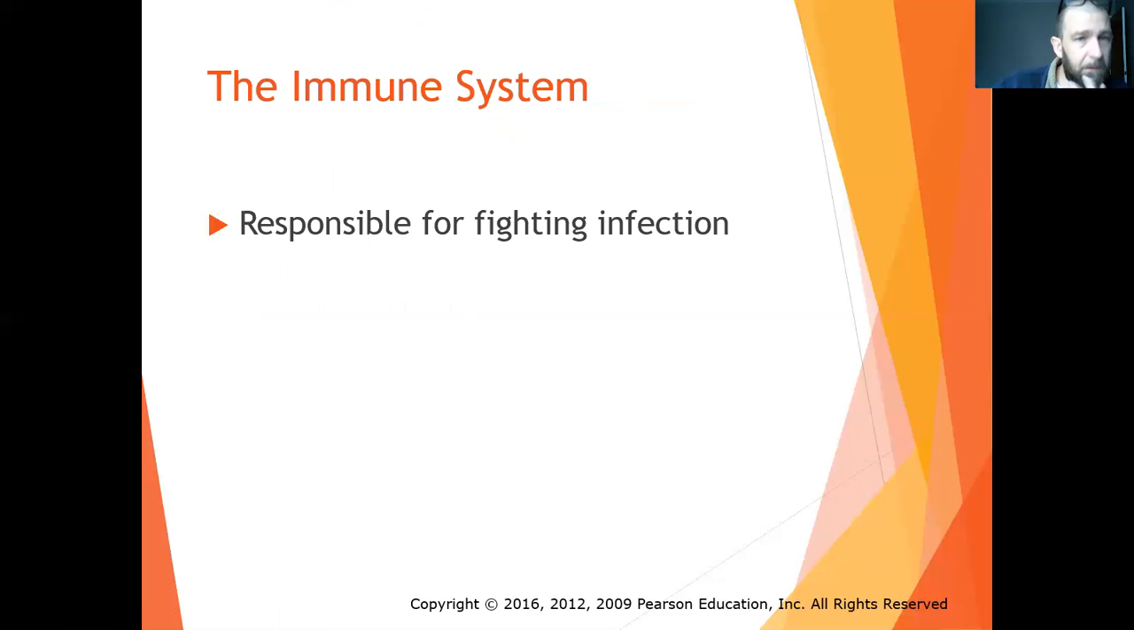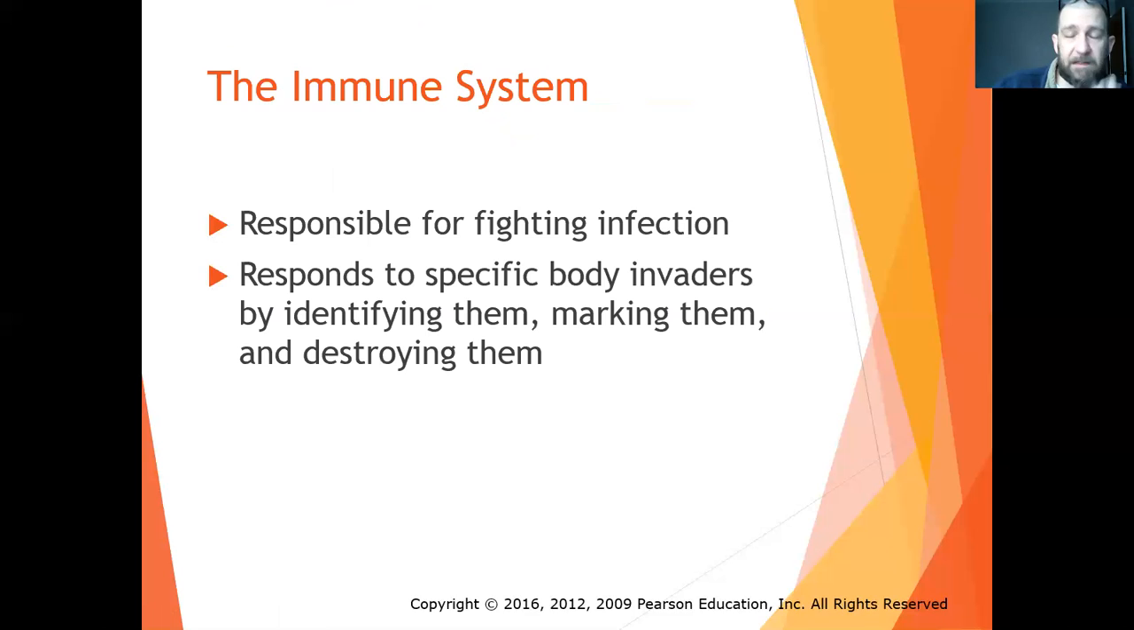The immune system, we know what that is, responsible for fighting infection. It's our first line of defense against outside invaders. It responds to them by identifying them, marking them, producing specific types of cells that will attack them specifically, and they destroy them. Thank goodness we have that.